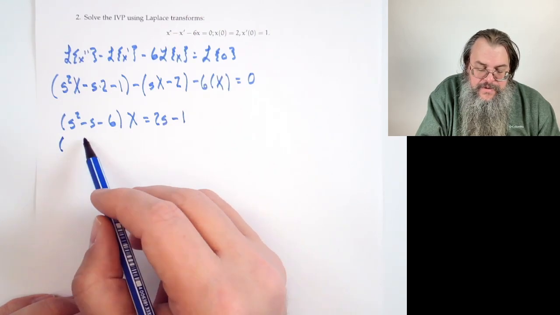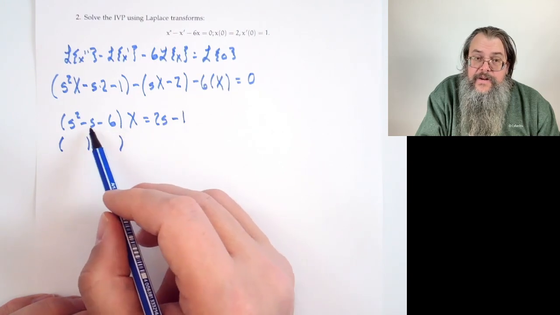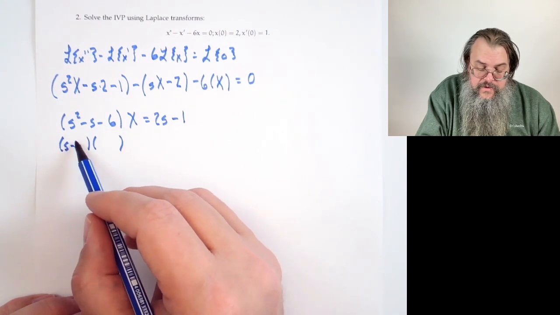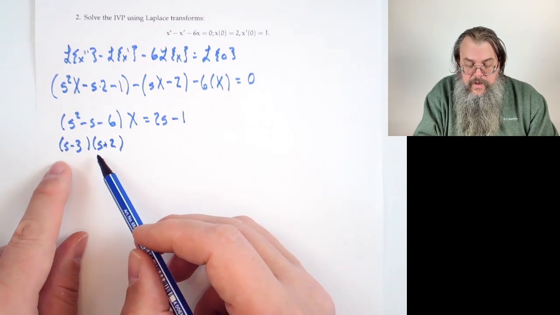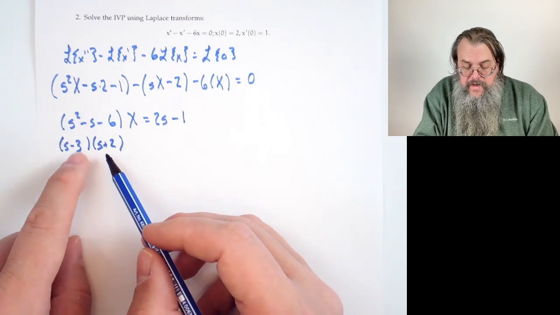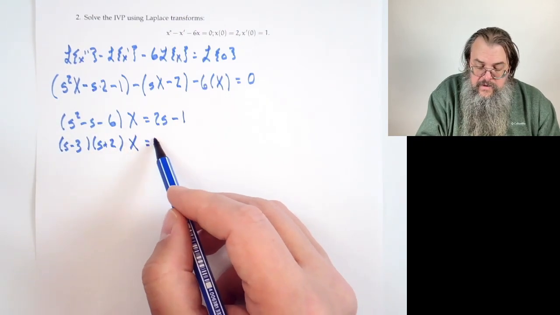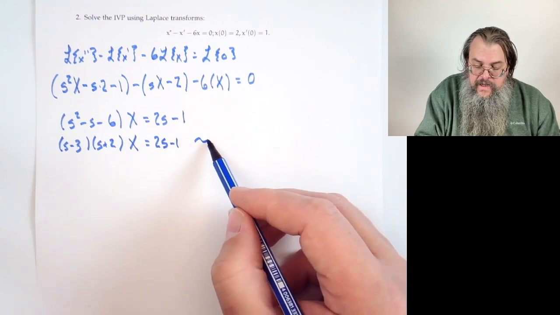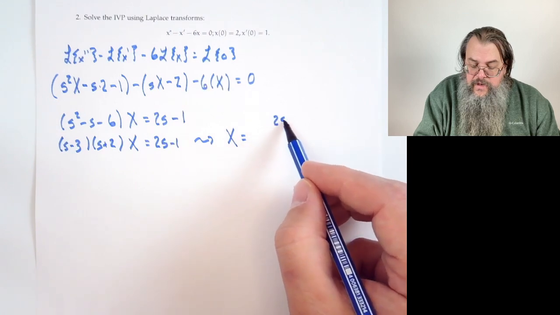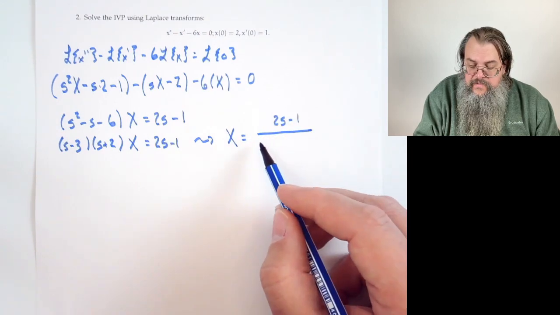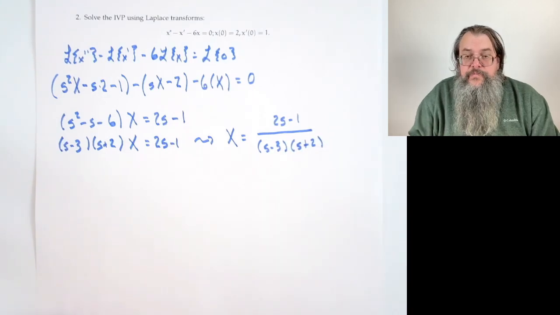Now, in this case, we need two numbers that multiply together to give minus 6 and add together to give minus 1. So two such numbers are minus 3 and plus 2. All right, we can check: s squared, 2s minus 3s, minus s, minus 6. All right, well, that gets us to the following. X is equal to (2s minus 1) divided by (s minus 3)(s plus 2).